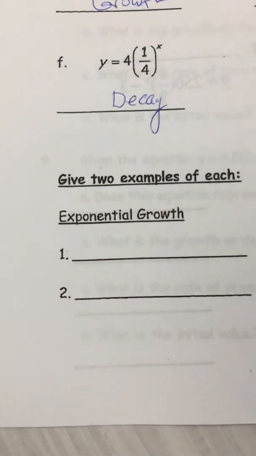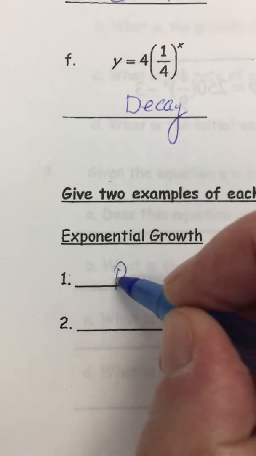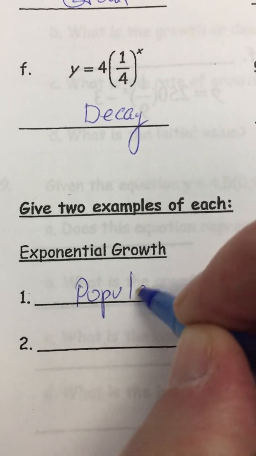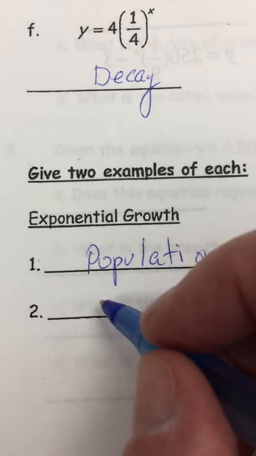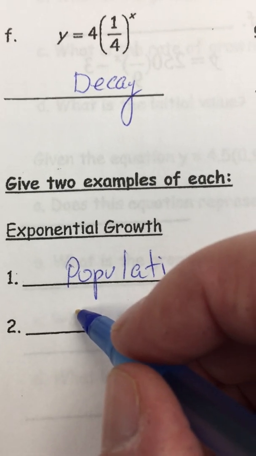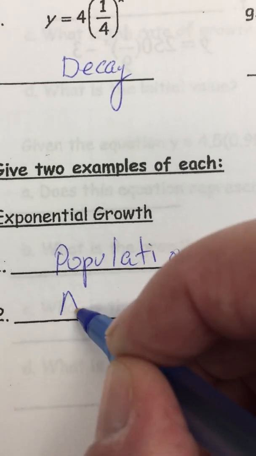Okay, next section. Give some examples of exponential growth. This could be populations growing. So populations tend to grow exponentially. Let's see, baby cells, growth of cells. A child, any animal growing from a single cell, right?